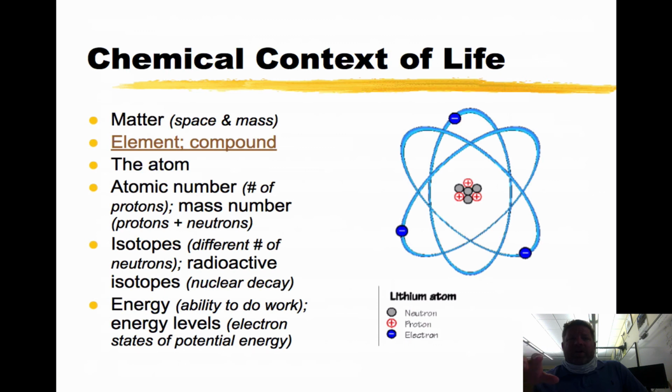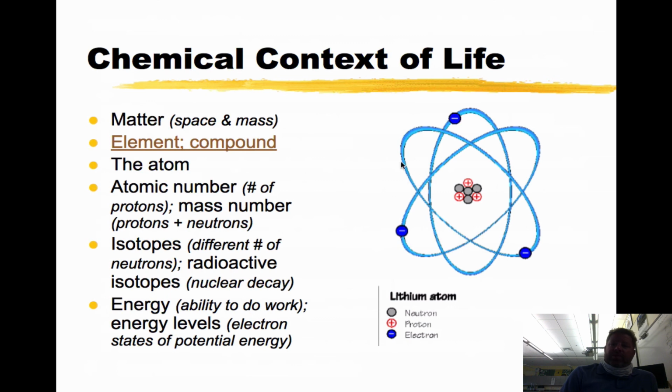So chemical context of life. This is chapter 2. These are terms you should know. Most of you are coming out of chemistry from last year. You should know what matter, elements, compounds, atoms, atomic number, atomic mass, isotopes, energy, or energy levels, or orbits are. You should know some of these things. Don't worry if you can't remember them. We're going to pop back in.